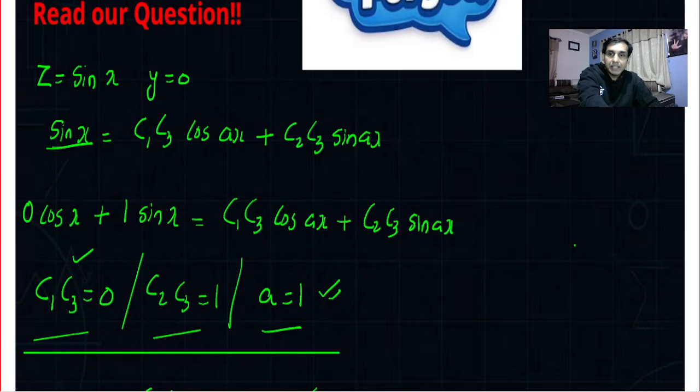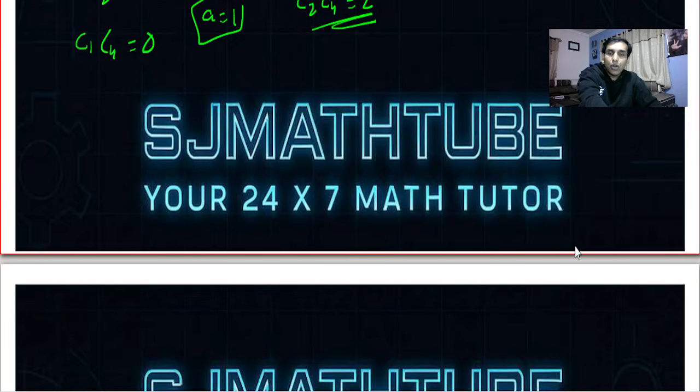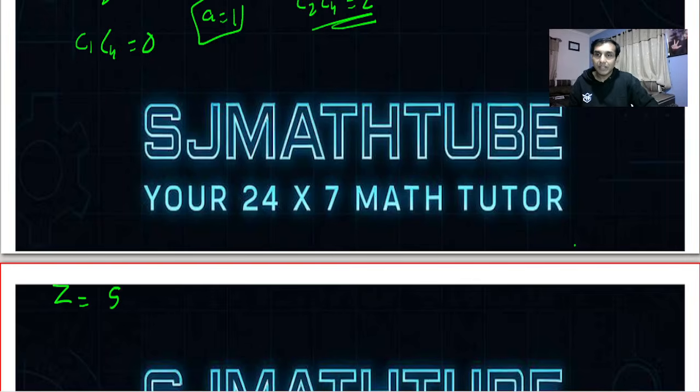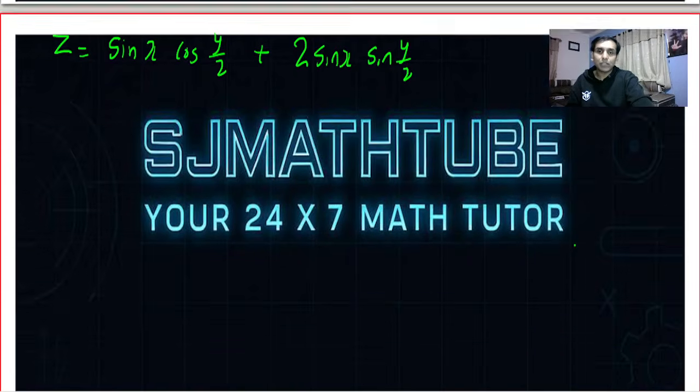What is c1 c3? 0. And what is c1 c4? 0. c2 c4 is 2. So I'll plug all these things and I get the solution z equal to sin x cos y by 2 plus 2 sin x sin y by 2. Double check your answer. Okay, now let's go for the next question.